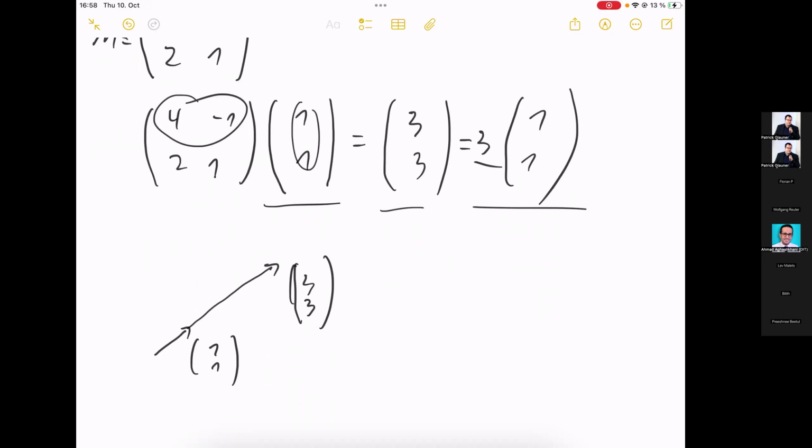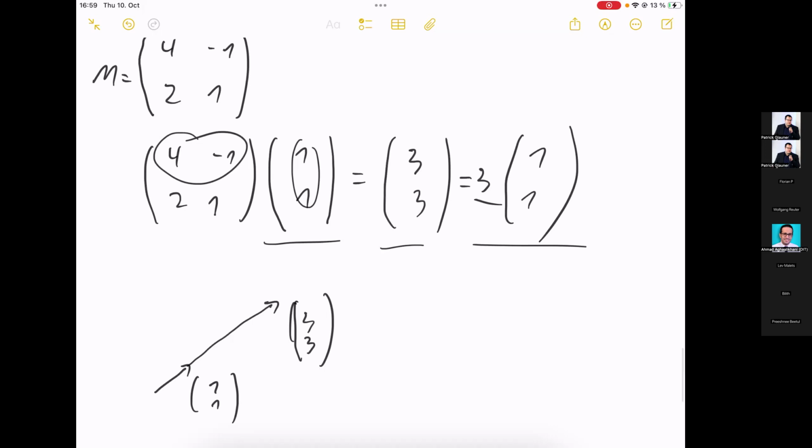It could also be shorter, like 0.5, 0.5. Then the eigenvalue would be a half. You could also have, say, minus 2, minus 2. Then it's just the opposite direction, and the eigenvalue would be minus 2. And we see that 1, 1 is an eigenvector of matrix M, and we've seen a geometric perspective of this.